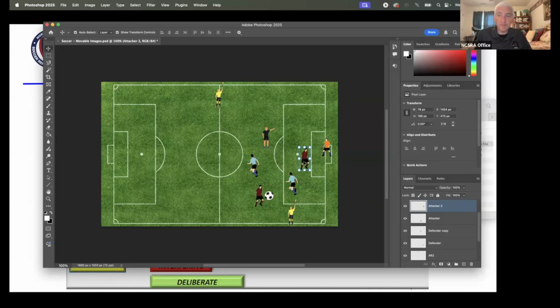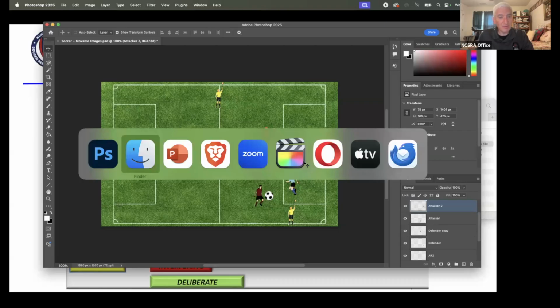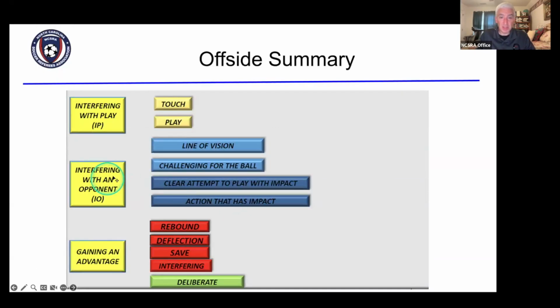Is he interfering with an opponent by standing there? So our offside people are saying yes. So who is he interfering with by standing there? Yeah, the keeper can't see the shot. This is offside. Okay, because the keeper can't see the shot, he is interfering with this opponent, blocking the line of vision of the keeper.